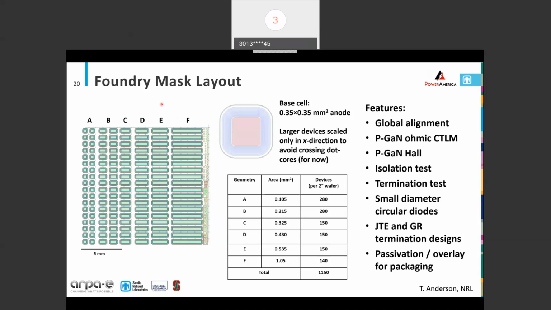Device A might be considered a unit cell, again about 1/10 of a square millimeter, and then the area is increased just in the one direction, actually, to avoid these dot cores that are present on some wafers. And there are some other features on the right of the layout: process monitors looking at contacts, the P conductivity, edge terminations, things of that nature.